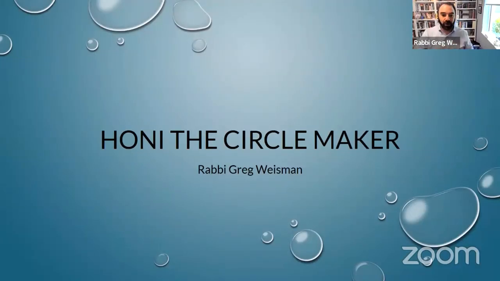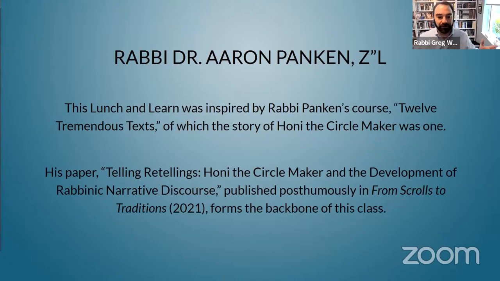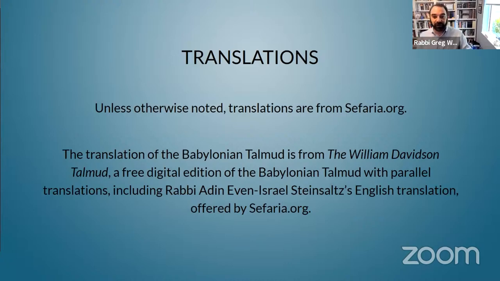So we are talking about Honi the Circle Maker. And as I mentioned last week, much of what we're going to learn today was put together by Rabbi Dr. Aaron Pinkin of blessed memory in a paper that he wrote, Telling Retellings, Honi the Circle Maker and the Development of Rabbinic Narrative Discourse, from a book called From Scrolls to Traditions that was published last year, obviously posthumous to Rabbi Pinkin's tragic passing a few years ago, but he had already written it. The translations are from sfaria.org, unless we point out otherwise.